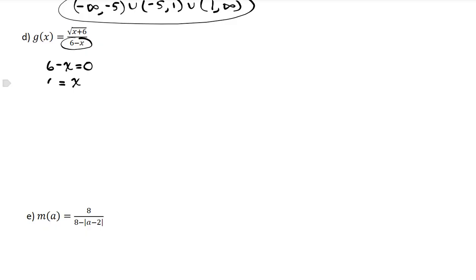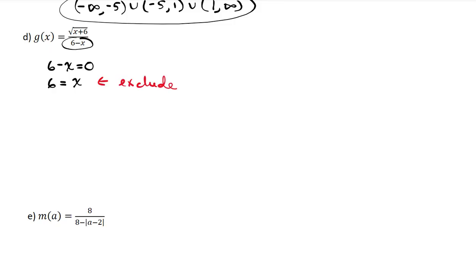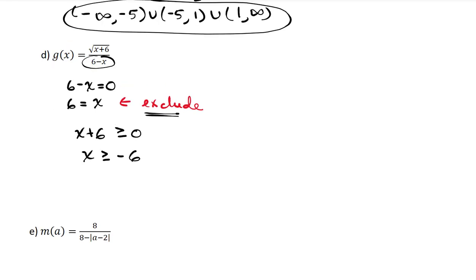We're going to add x to both sides. So this tells us that we need to exclude the value 6 from the set of all real numbers at this point. Now we're going to take the radicand. We know that it cannot be negative, so non-negative means greater than or equal to 0. Solving for x, this says that x has to be greater than or equal to -6. Let's sketch this out on the number line.